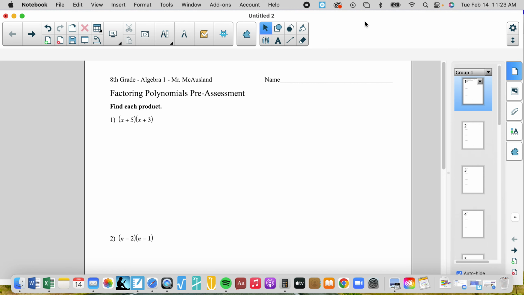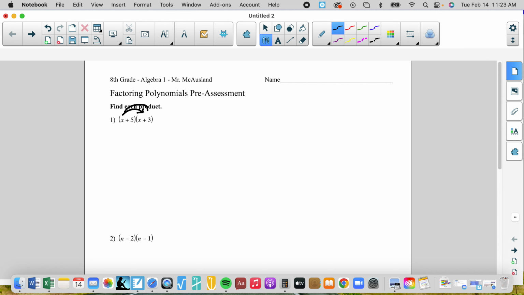So this is two binomials, two terms times two terms, and we're always going to use the distributive property. We're going to distribute this x into the other binomial, and then distribute the 5 into the other binomial. We call that FOIL: first, outer, inner, lasts. And 99% of the time, we're going to be able to add the outer and inner.